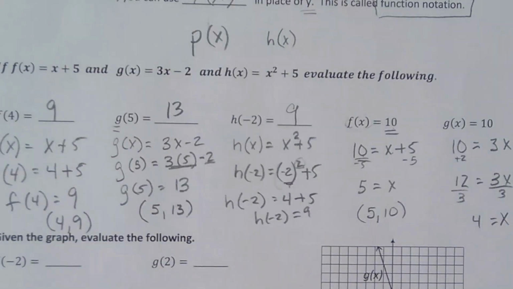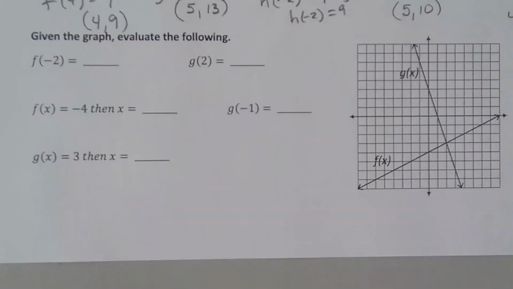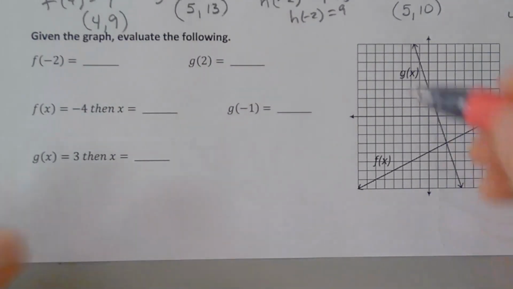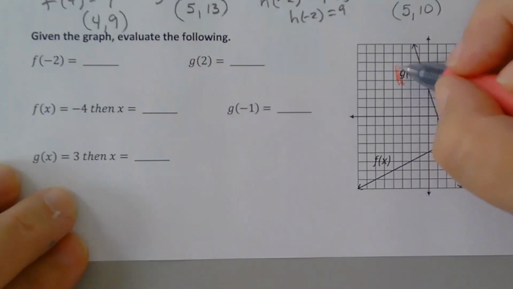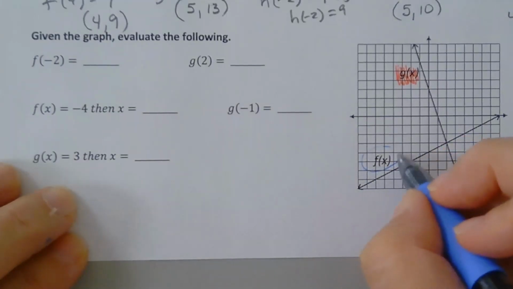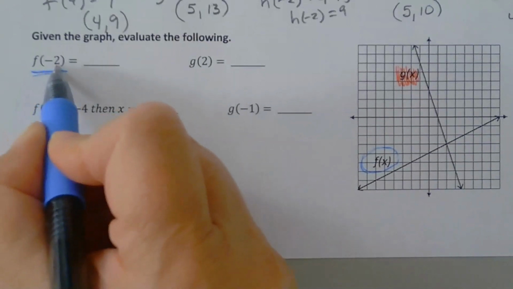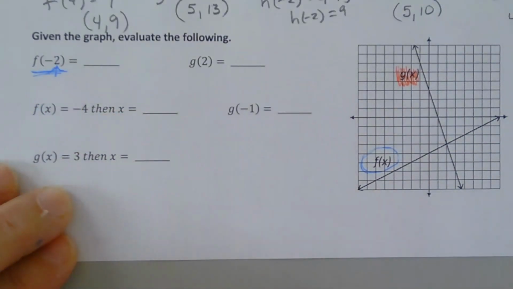So sometimes we can be given an equation. Sometimes we're given the graph and we have to evaluate. So we have two different things happening here. We have a g function, which is this line, and we have an f function, which is this line. So let's start with the f function first. So when the input value is negative 2, I want to find the output.